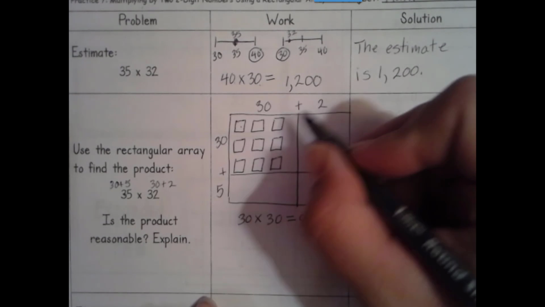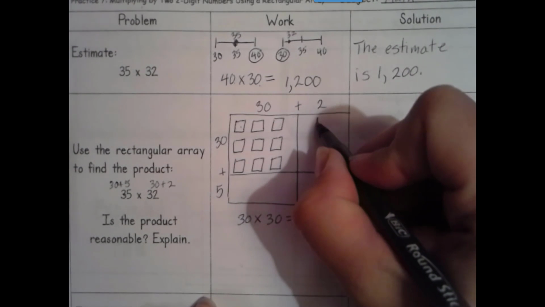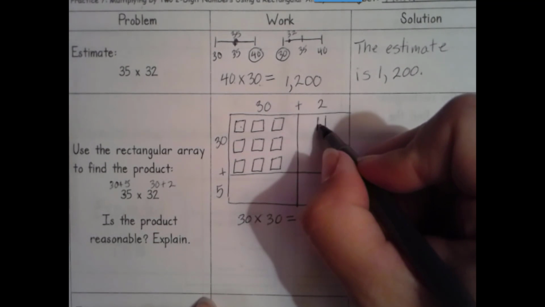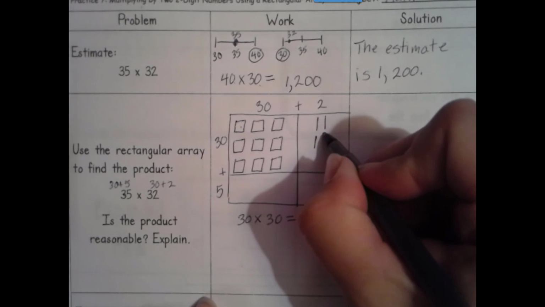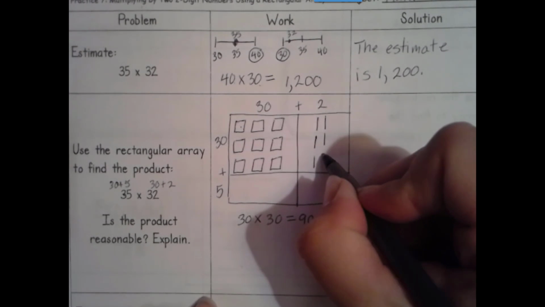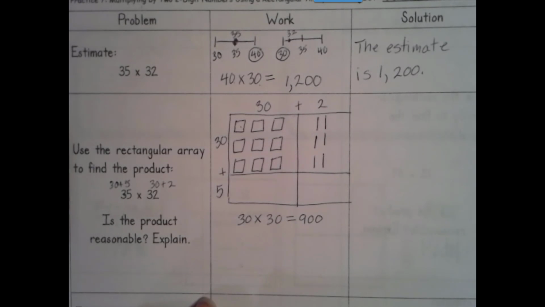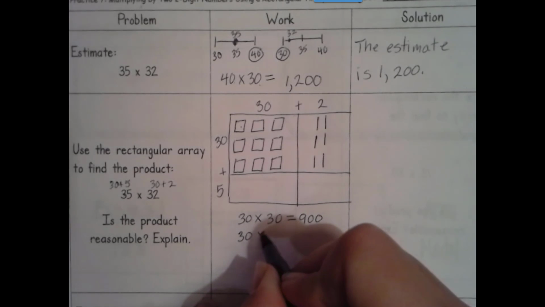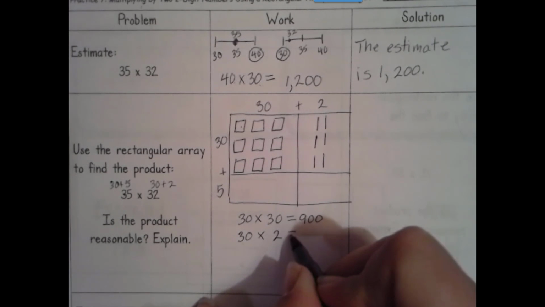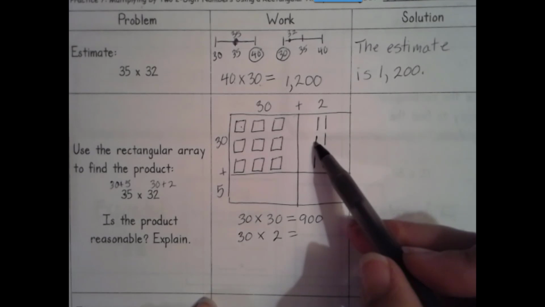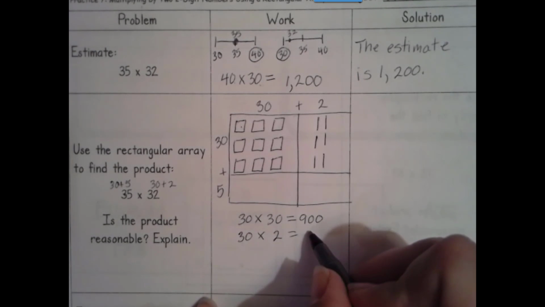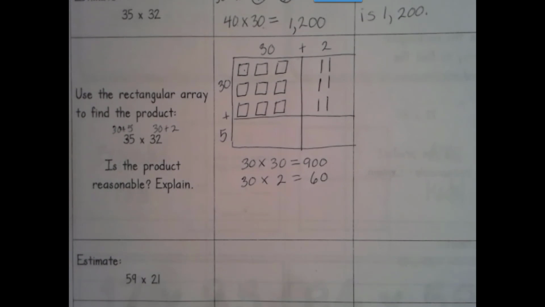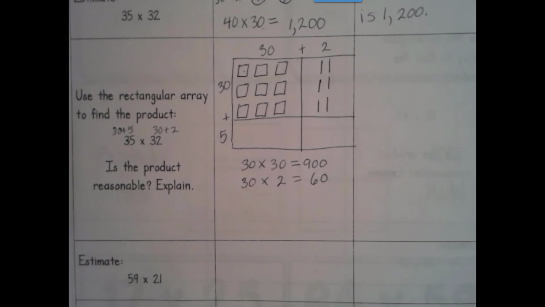So here we have 2, but times the 10 makes 20. And then I need 3 groups of 20. So that's 1 group, 2 groups, 3 groups. So 30 times 2 is 10, 20, 30, 40, 50, 60. Remember to try to line up from the ones there.